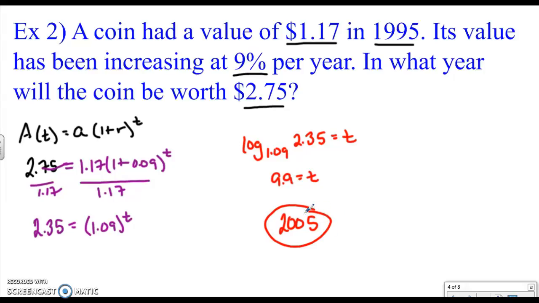Okay, so again, rewrite it as a logarithm. Use your calculator, change the base or use the shortcut in your calculator, and then make sure you answer the question that they're asking. Next problem.